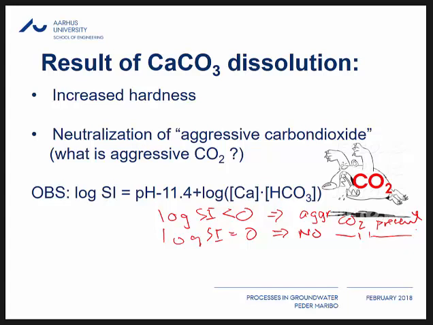minus 0.5 or 1. So that means that if we see something that's -2 or -3, we can say we're pretty sure that we do have some aggressive CO2. But if it's just around 0, well, we can't really be sure looking at this. But it's a good indication to calculate this to see if we have aggressive CO2.